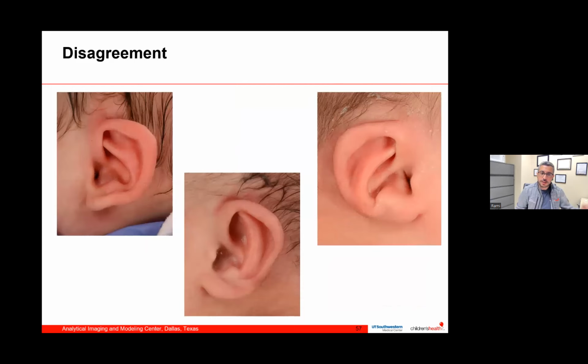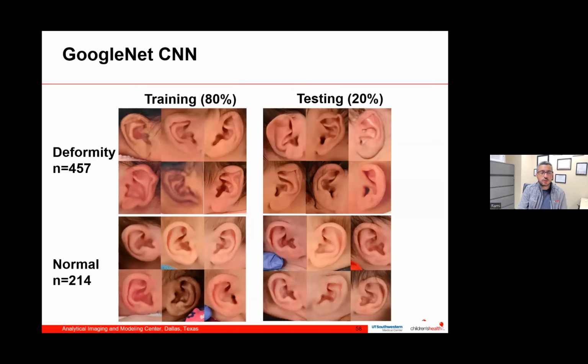For example, these 3 ears are from our center after post-treatment. And I asked the physician assistants to rate these ears for me. The physician assistants are the ones who do the ear molding for us. And they had quite a disagreement. I asked them to rate the ears from 1 to 5. And on all these images, our physician assistants disagree. Some of them gave it a 4, but some of them gave it a 1 or 2. So that led me to train a computer to decide whether these ears are normal or abnormal.